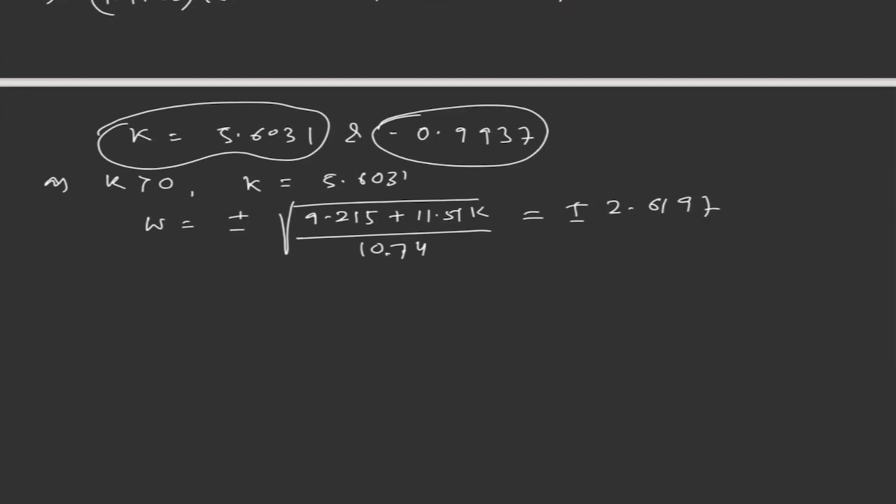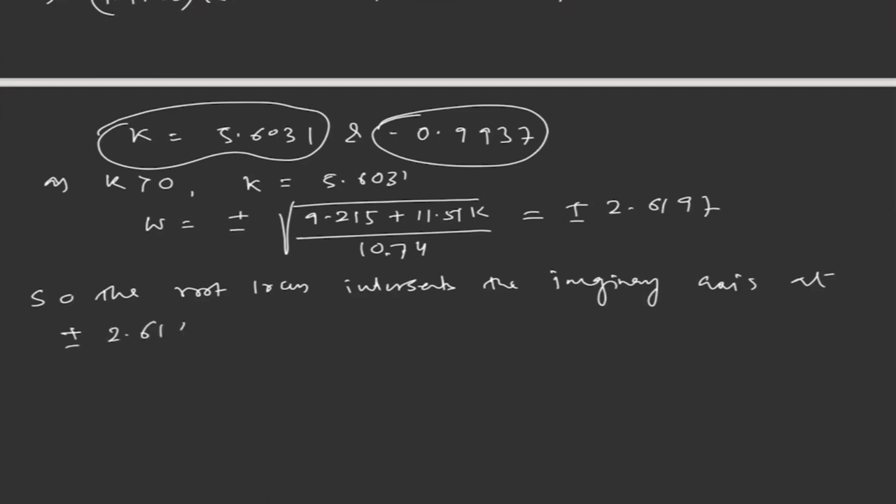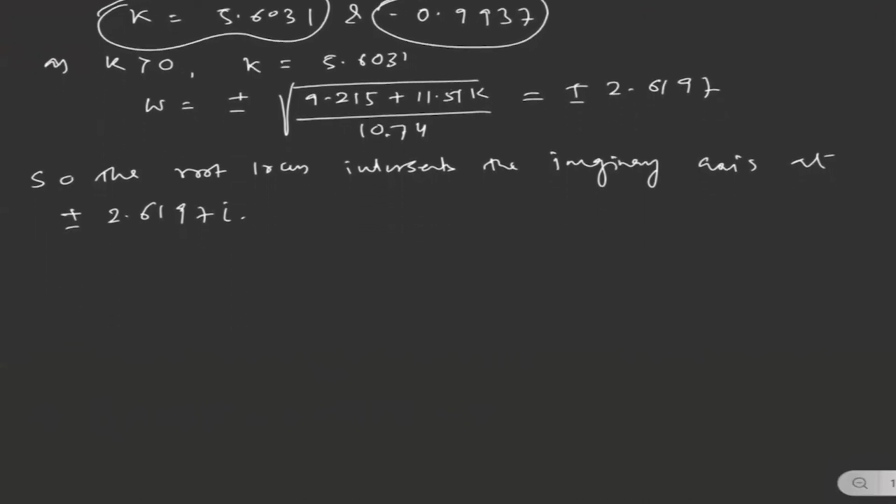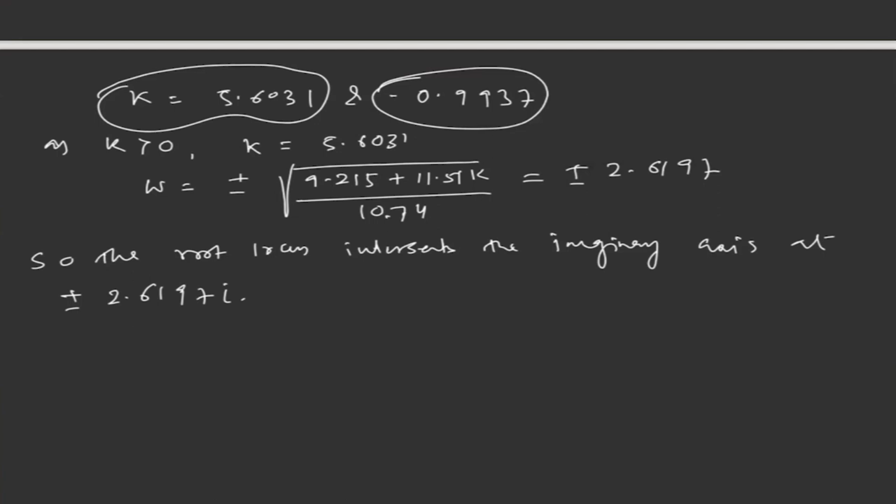So here we can write, the root locus intersects the imaginary axis at plus minus 2.6197 j, this point. This is the point on the j omega axis. This is the value we are going to consider for K.